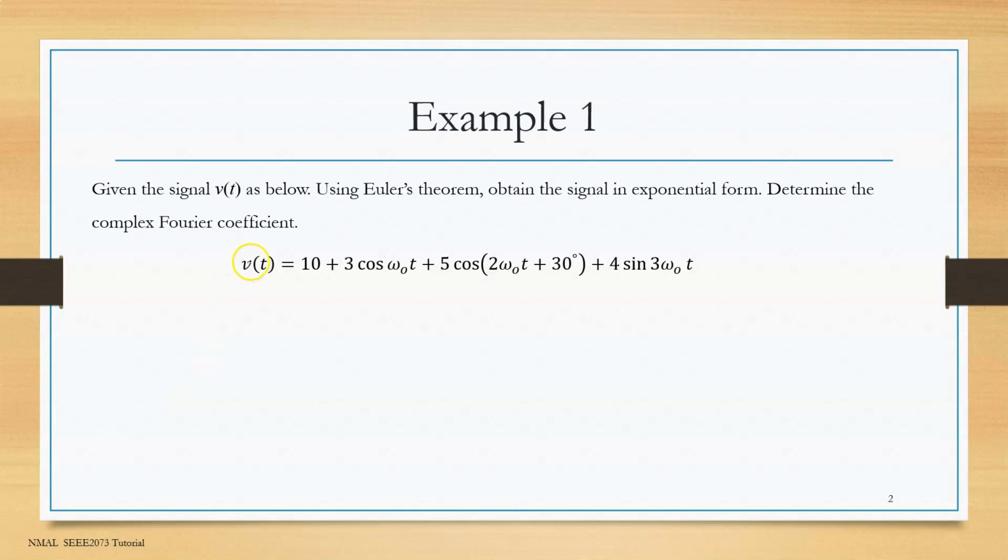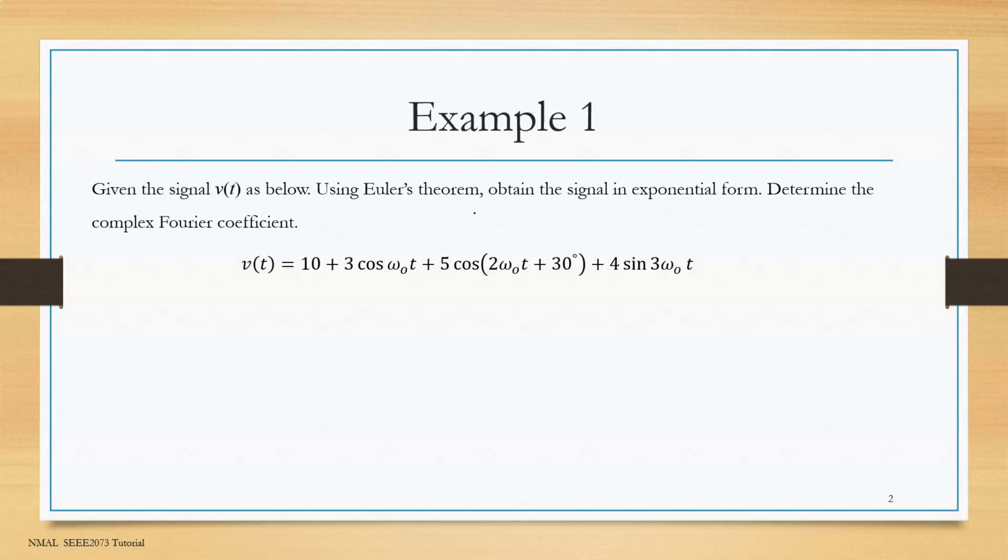Given the signal v(t) as below, using Euler's theorem, obtain the signal in exponential form and determine the complex Fourier coefficient. So there are two questions here. First, you have to obtain the signal in the exponential form. Then you have to take out the complex Fourier coefficient and determine it.